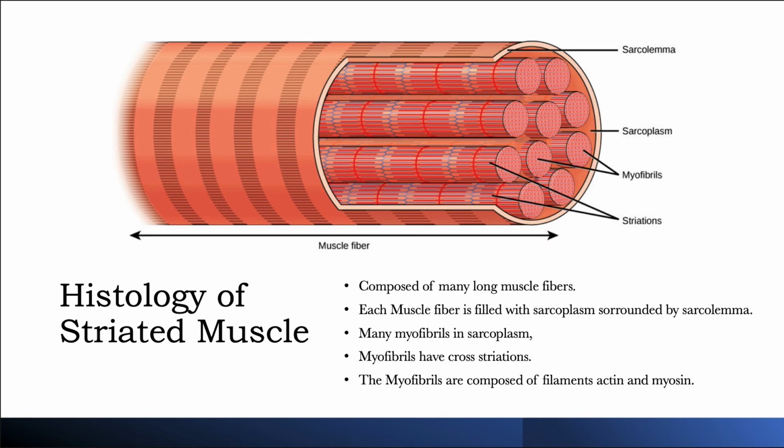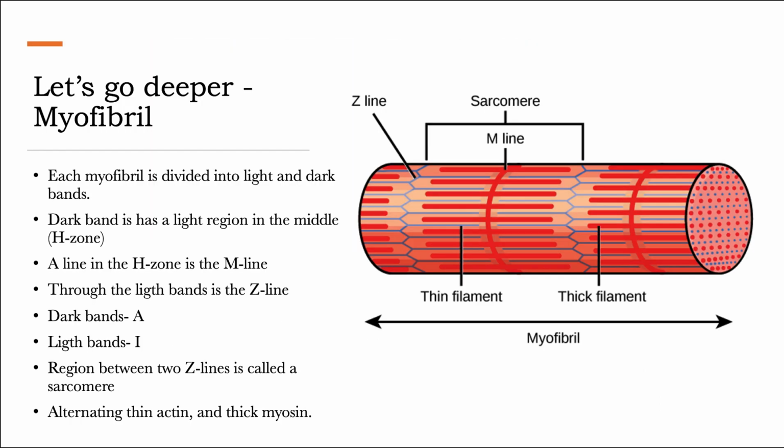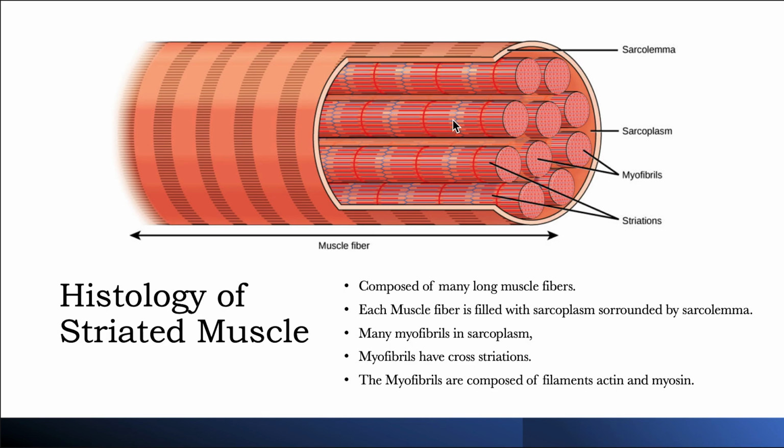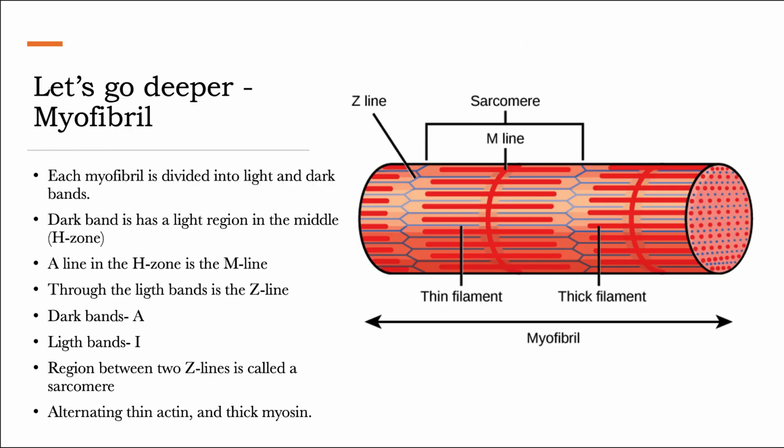Let's dive in a bit deeper. So each myofibril is divided into light and dark bands. Okay, so we have the light and we have the dark bands. If we go back a little bit, you can see that some parts are darker, other parts are going to be lighter. The dark bands have a light region called the H zone. So this is the dark band, where you see these thick red lines, but in between it we have a light region called the H zone, and then through the light zones we have a Z line.